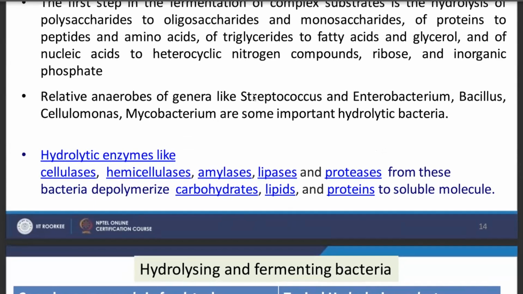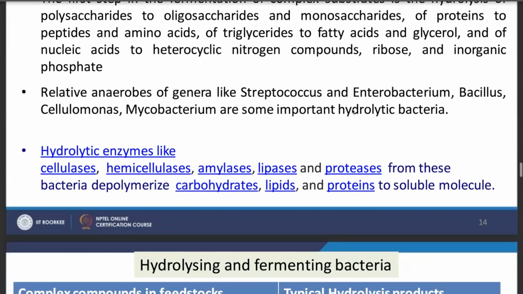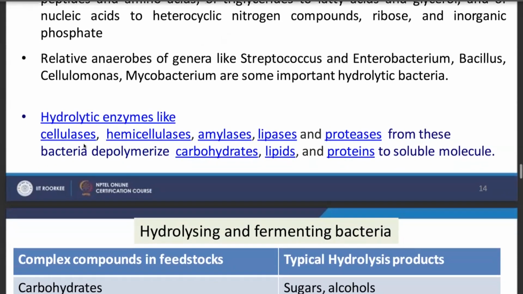So, with the help of these microbes, Streptococcus, Enterobacterium, Mycobacterium, Cellulomonas, we will be able to digest protein, fat, and carbohydrate into their constituents, that is amino acids, monosaccharides, and fatty acids, respectively. Similarly, if you want to substitute the microbes with enzymes, then we have cellulases, hemicellulases, amylases, lipases, and proteases.